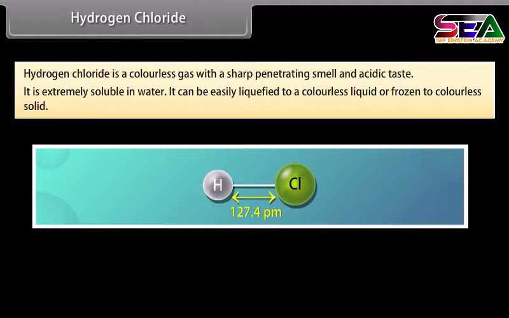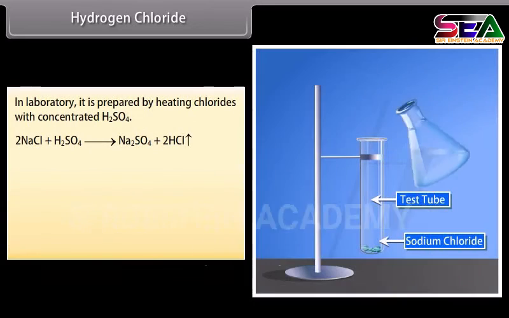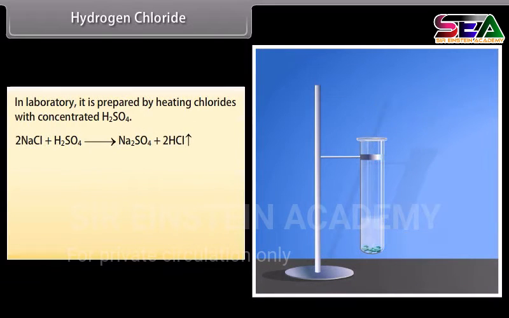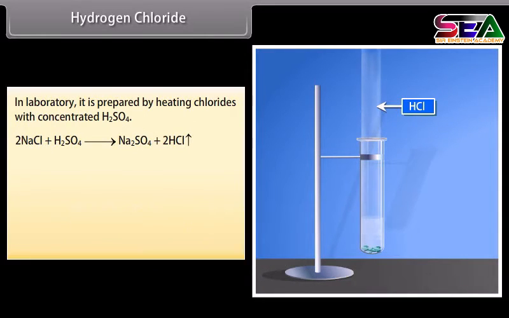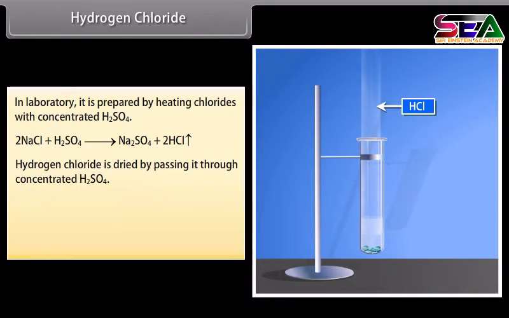One volume of water dissolves about 450 volumes of hydrogen chloride under ordinary conditions. It can be easily liquefied to a colorless liquid or frozen to a colorless solid. In the laboratory, it is prepared by heating chlorides with concentrated H2SO4. Hydrogen chloride is dried by passing it through concentrated H2SO4.